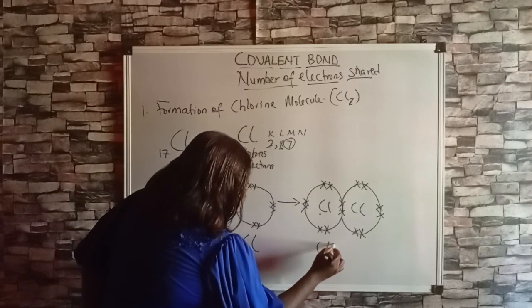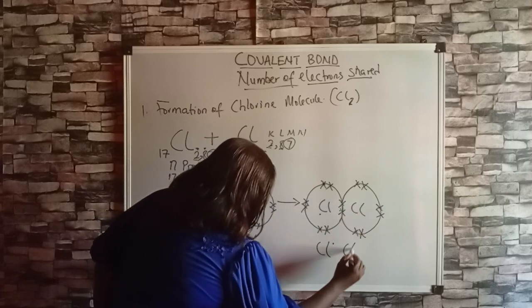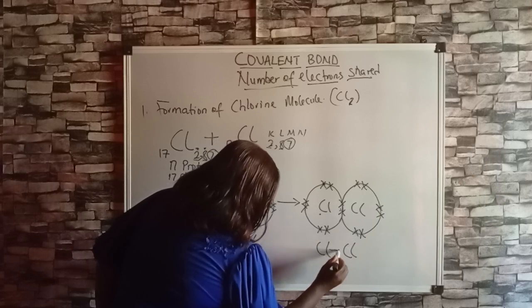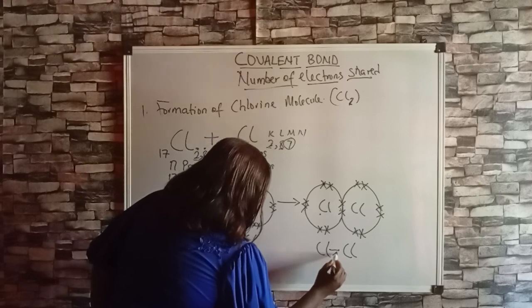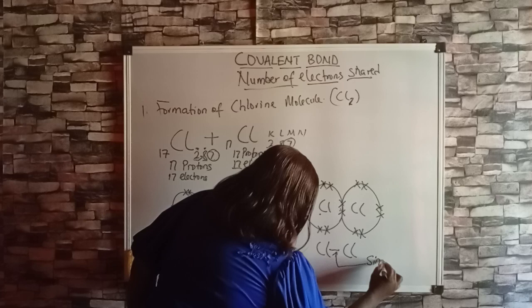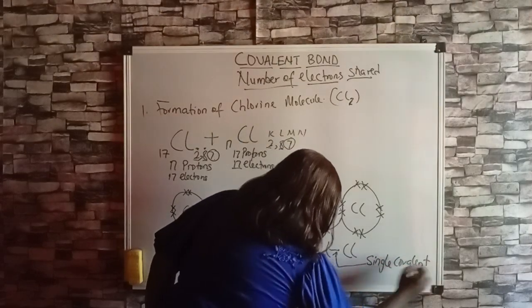I donated 1 electron, and this other chlorine also donated 1 electron, and we shared. This is what we call a single covalent bond.